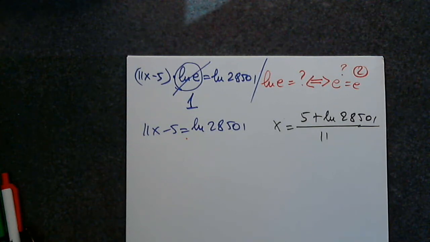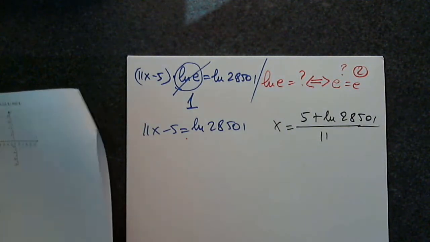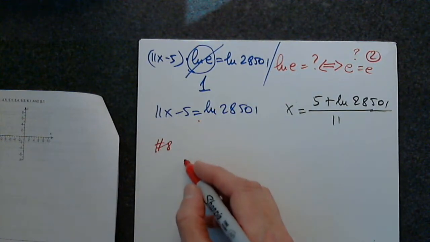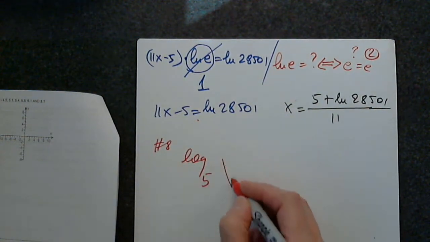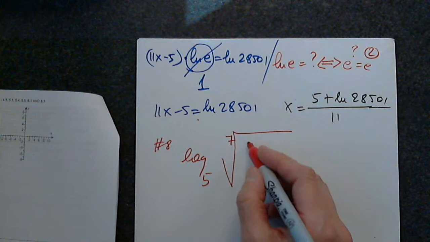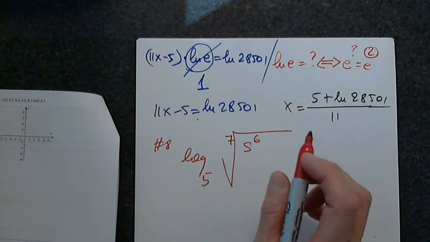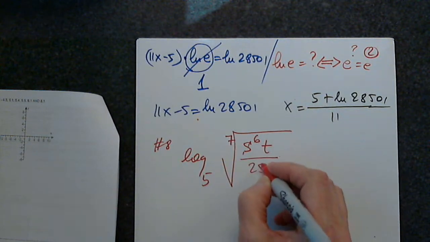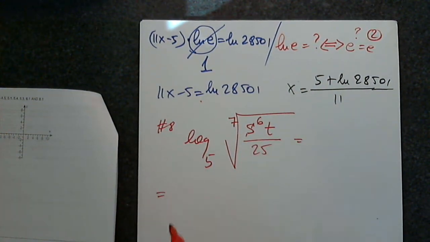Do we want to condense and expand log expressions? Yes? Okay, so let's do that. Let's look at number 8, which is log base 5 of the 7th root of 6, s raised to the 6th power times t divided by 25. We are asked to expand this expression.